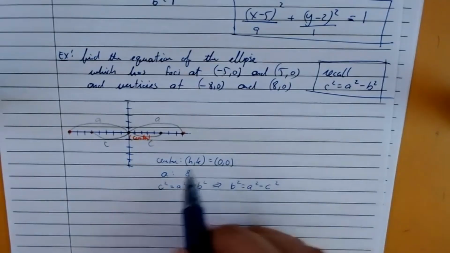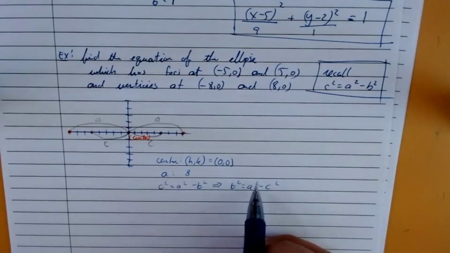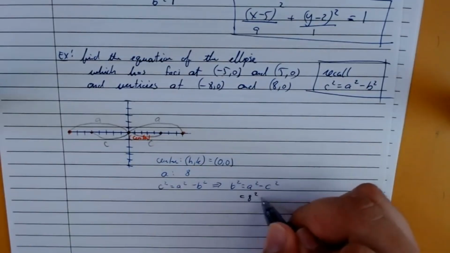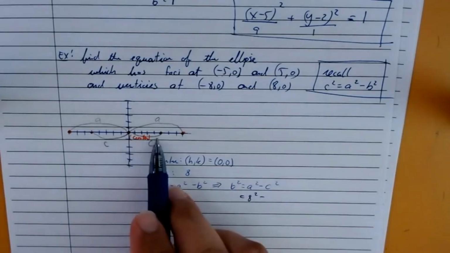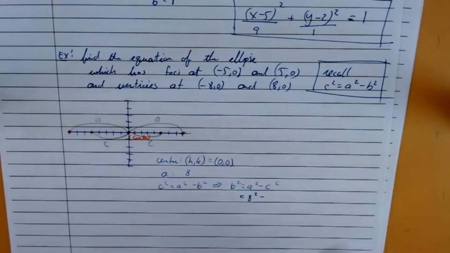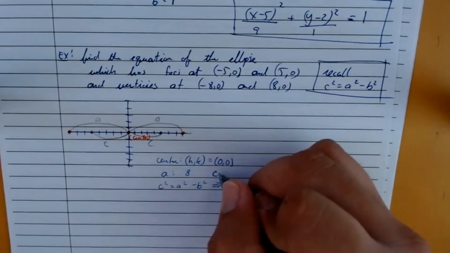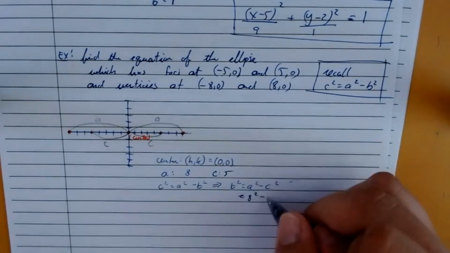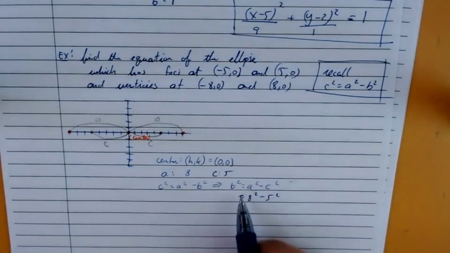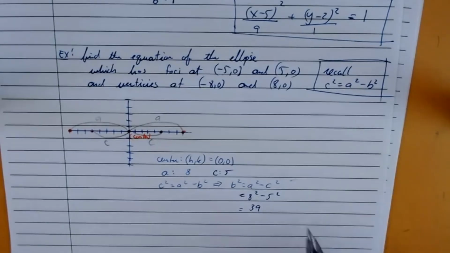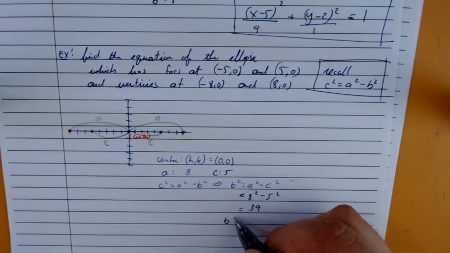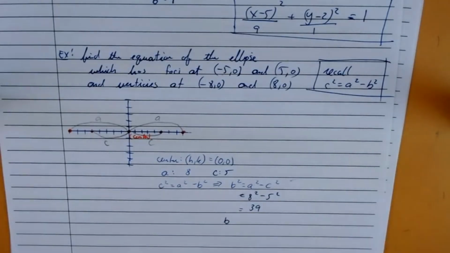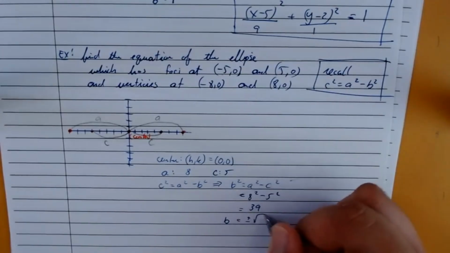But I can fill those in. I know that a is going to equal 8. So that'll be b squared is equal to 8 squared minus, here's c, the distance from the center to a focus. That's going to be 5 steps in either direction. So here we know that our c is equal to 5. So that means that b squared is equal to 64 minus 25. And so that gives us what, 39? 39. And so here b squared is equal to 39, which means b is equal to either plus or minus the root of 39.